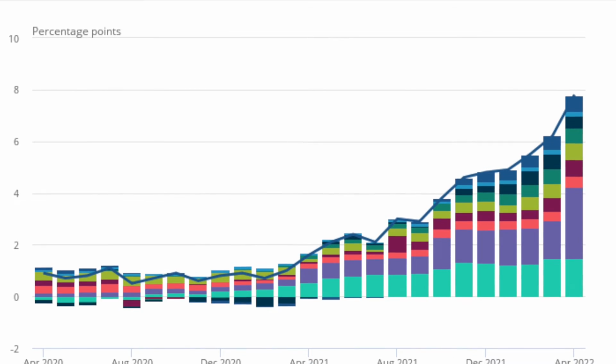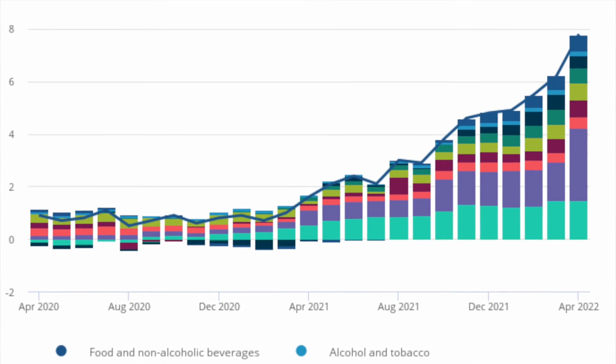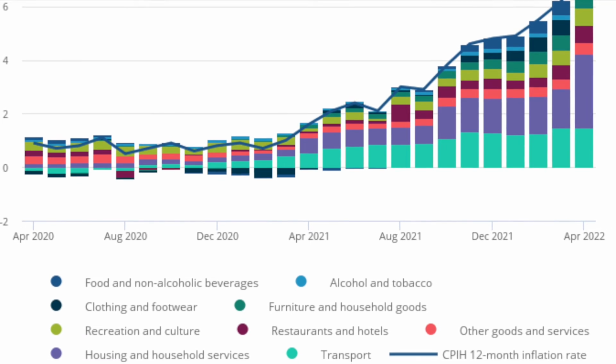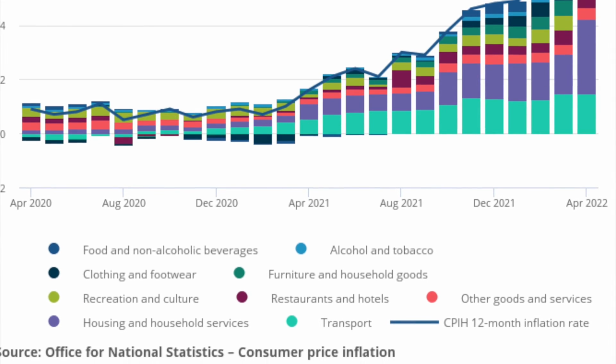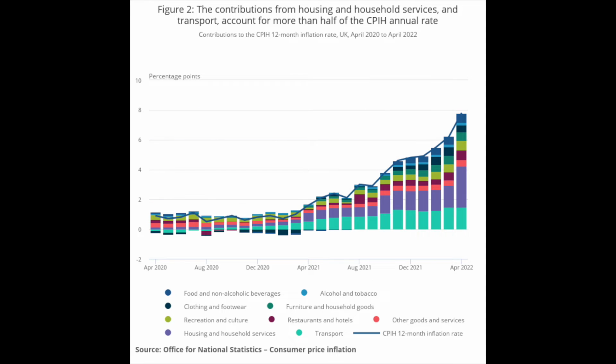So if we look at the bottom of the graph first, and we notice that they're all color-coded, I'm going to highlight the lilac color, which is the housing and household services. The reason why I want to highlight this is because, as we can see, the highest number on this graph so far is April 2022. It increased from the previous month, and the biggest contributor to this increase is housing and household services.